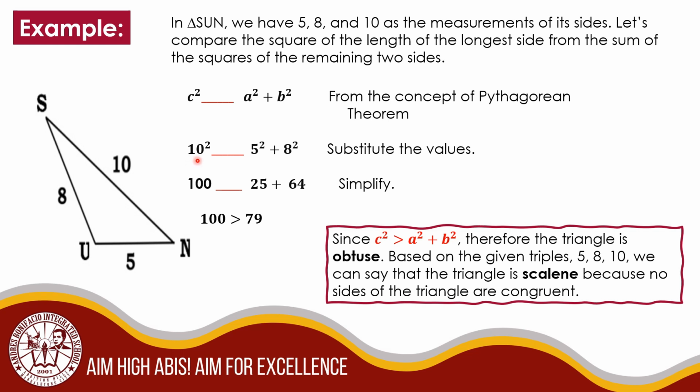So 10 squared, this is 5 squared, substitute, this will be 8 squared. So 10 squared is 100, 5 squared is 25, 8 squared is 64. 25 plus 64 is 79, meaning 100 is greater than 79. So since C squared is greater than A squared plus B squared, therefore the triangle is obtuse. Based on the given triples, 5, 8, 10, we can say that the triangle is scalene because no sides of a triangle are congruent.